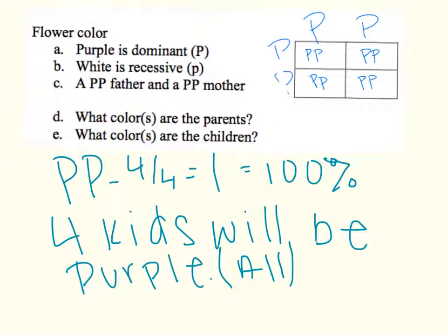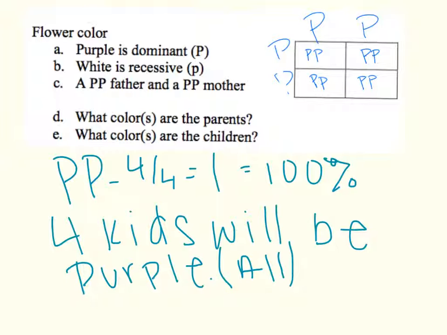And so, in D, it says what colors are the parents? So, the parents are going to be all purple, because they are both capital P's. And it states in A that purple is dominant. And right here, it says it's a capital P. So purple is dominant and they're both capital P's. So they are full out purple.